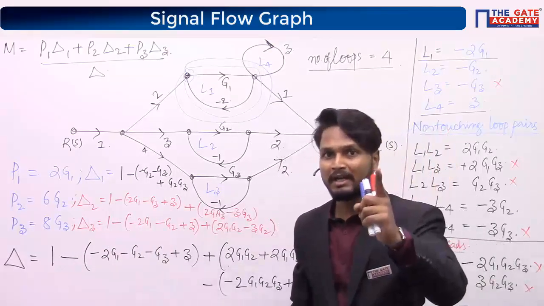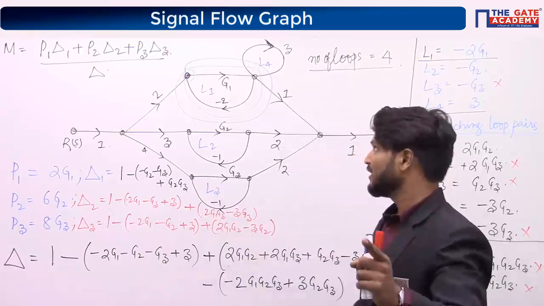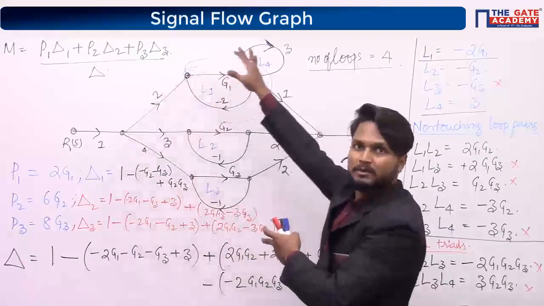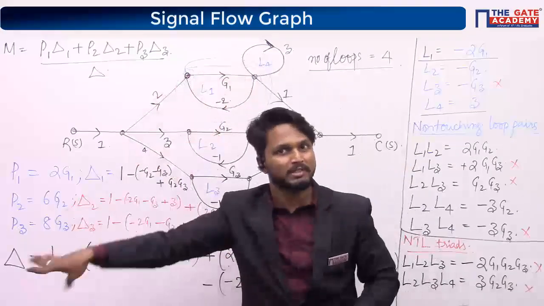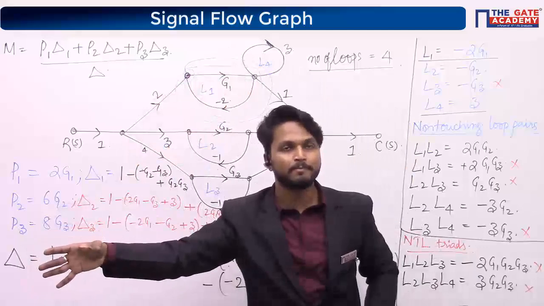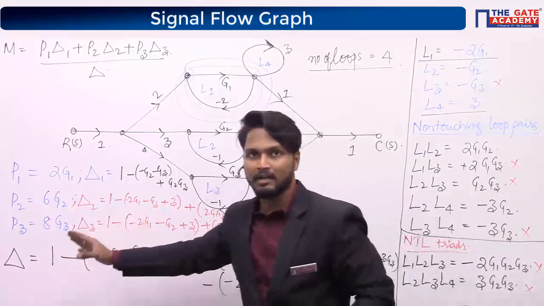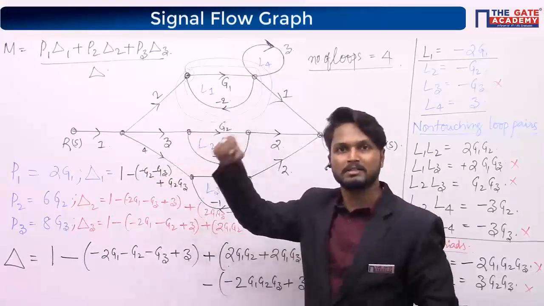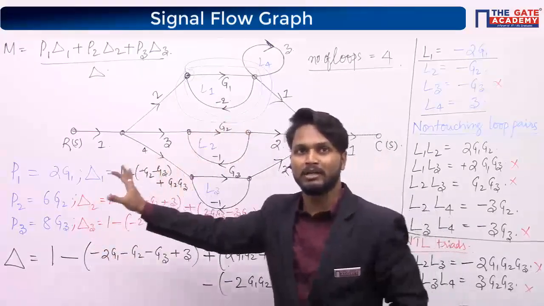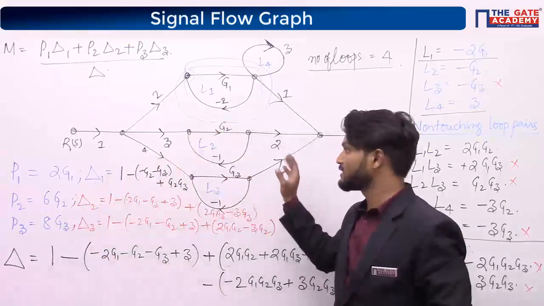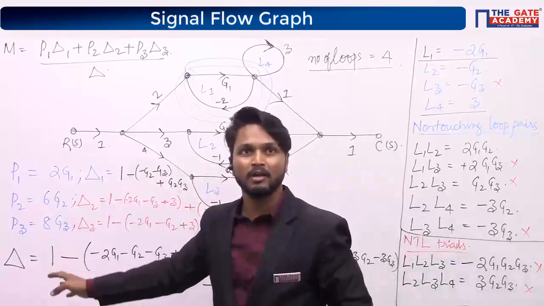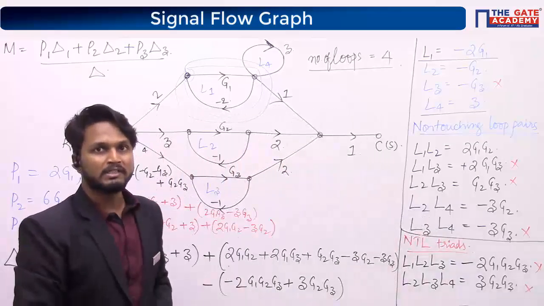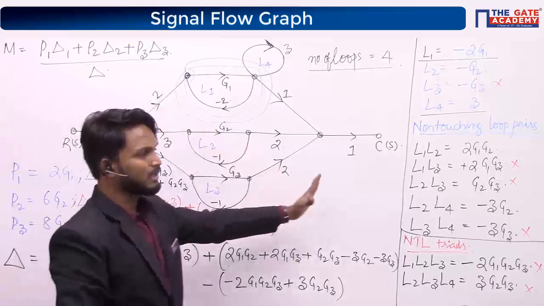For calculating delta 1, you will consider all the loops touching the first forward path as not at all present. You will omit them. While calculating delta 2, you will consider all the loops touching the second forward path as not at all present. While calculating delta 3, you will consider all the loops touching the third forward path as not at all present. So is it clear, everyone? Is this process clear?